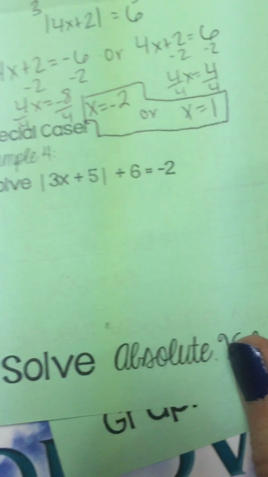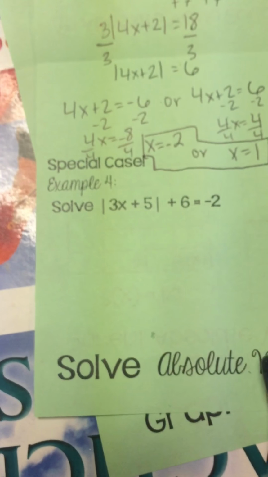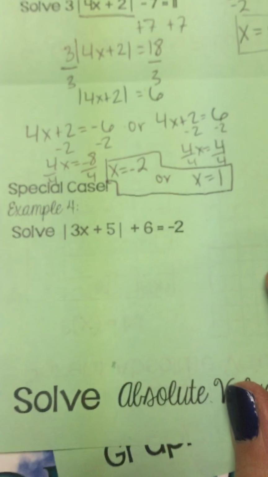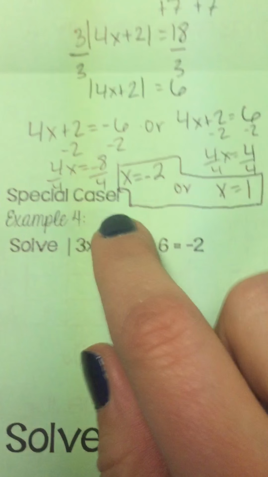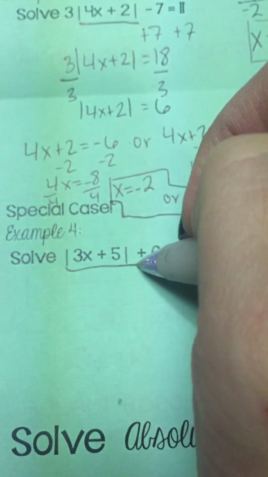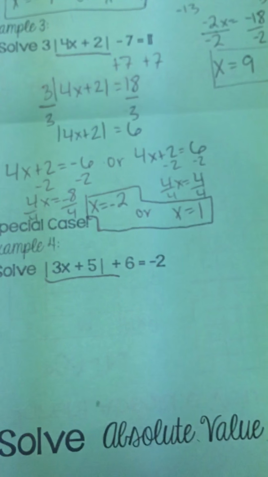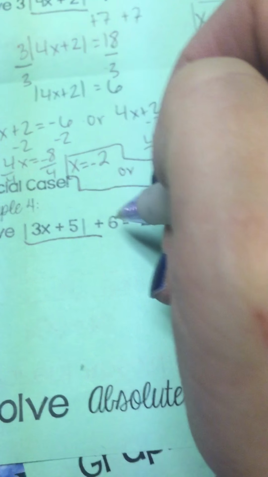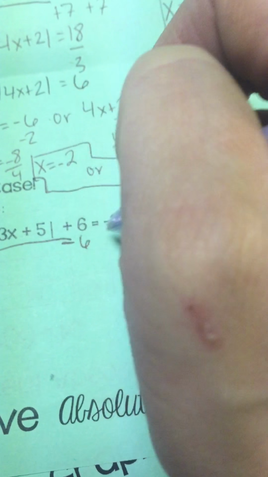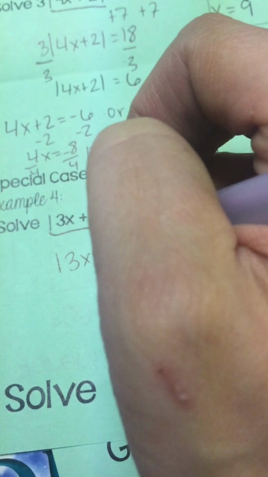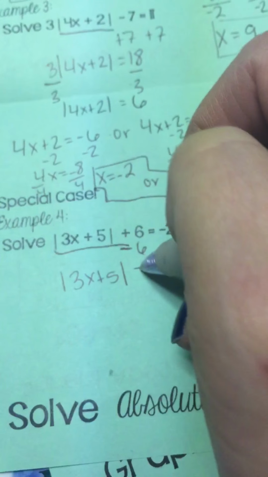Now we do have a special case when we're solving absolute value equations. So let's go ahead and try to solve this one. Absolute value of 3x plus 5 is what we are trying to get by itself, plus 6 equals negative 2. So the first thing I need to do is move this 6. I'm going to subtract 6 from both sides. The absolute value of 3x plus 5 is equal to negative 8.